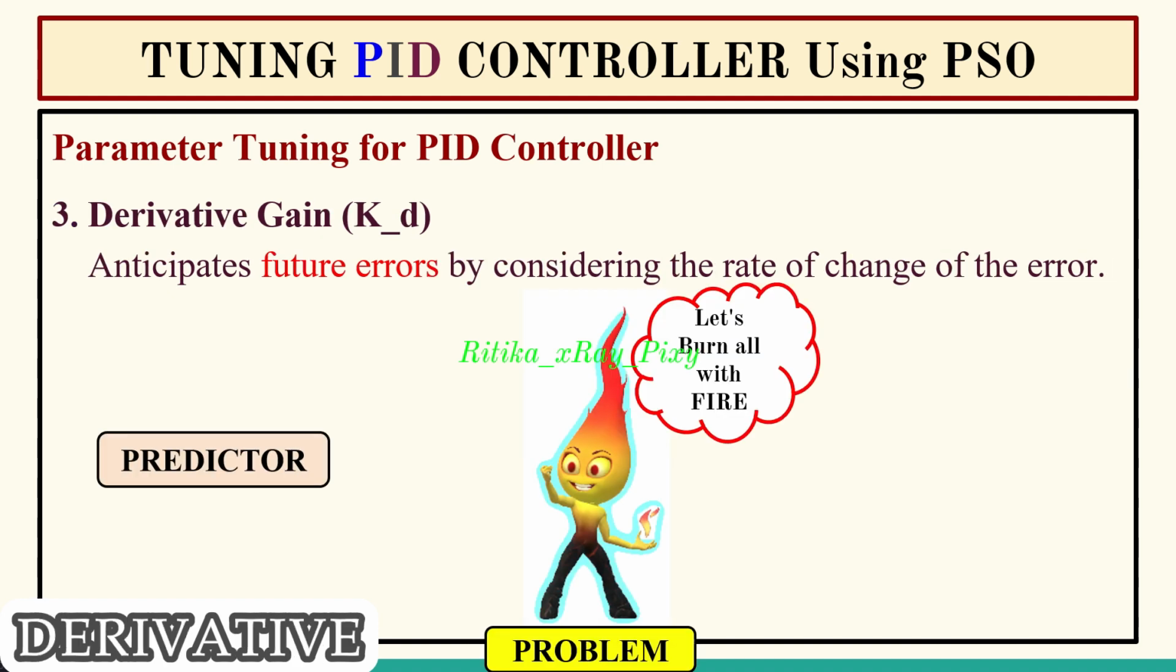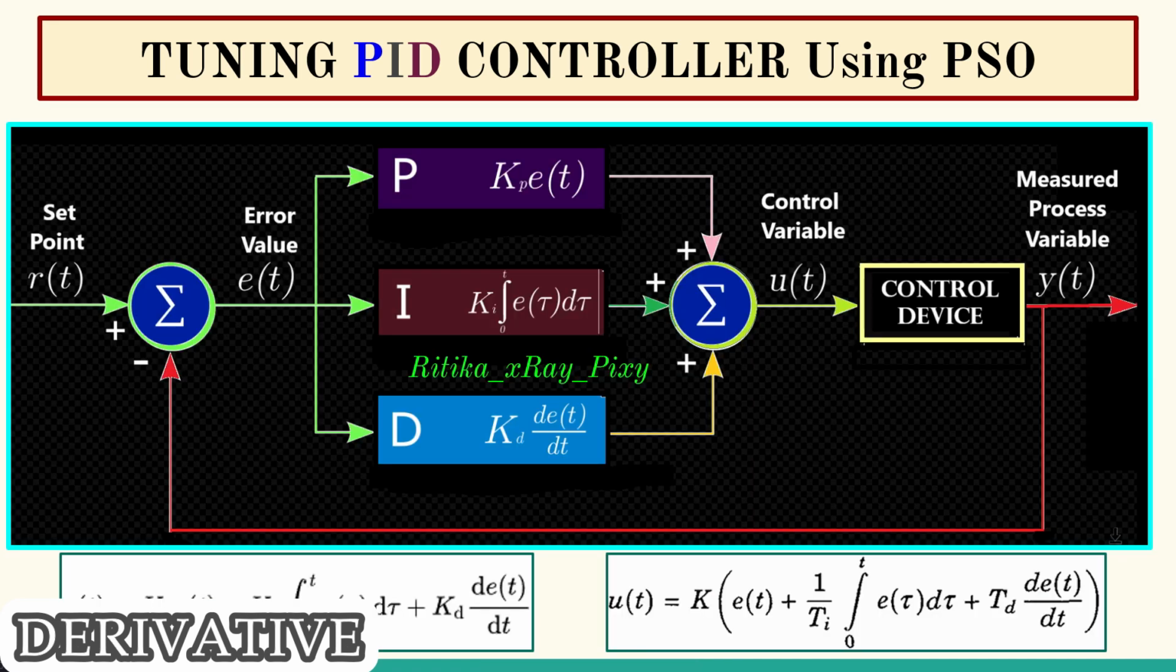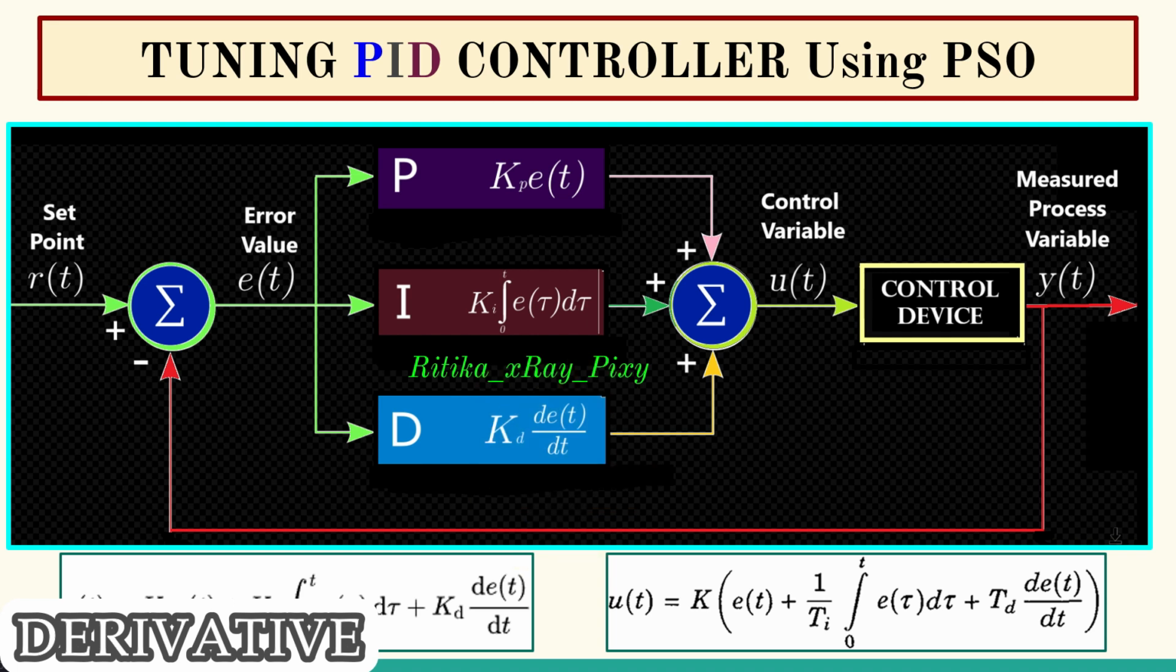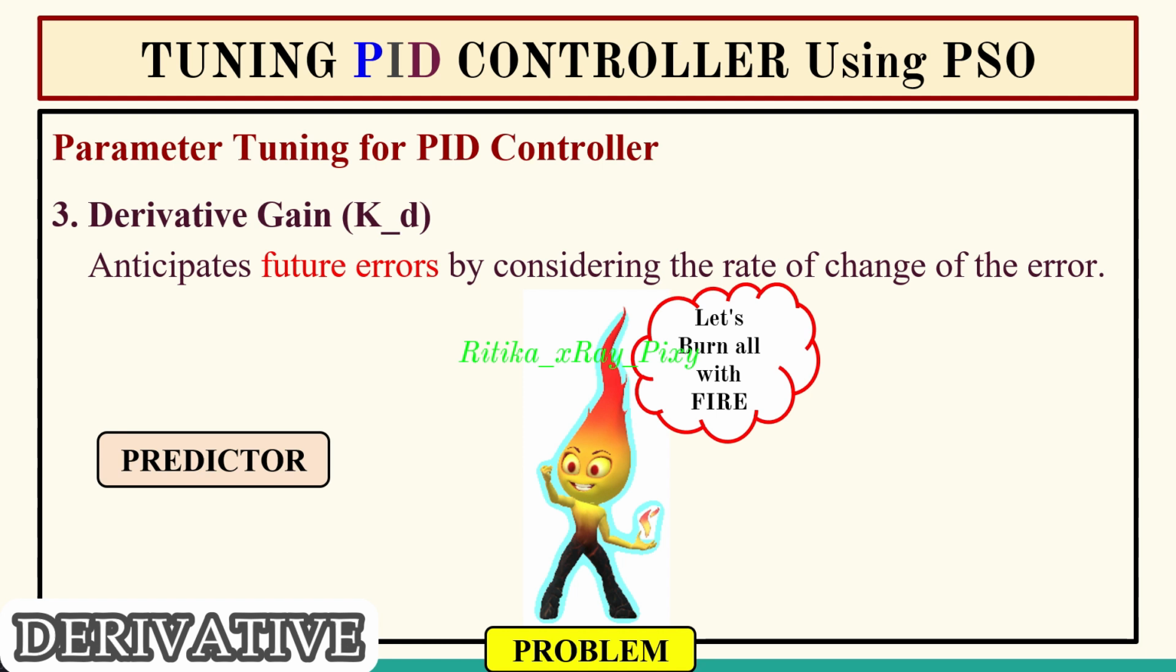The third parameter we have is derivative gain, which anticipates future error by considering the rate of change of error. So the third term is like a quick predictor. You can see the value for the derivative here. It is proportional to the rate of change of error. It predicts the future behavior based on the current rate of change.